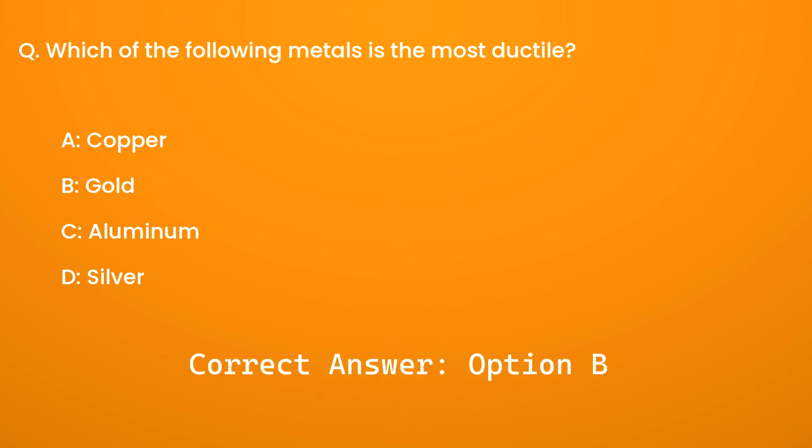The correct answer is option B, which is gold. Gold is known to be the most ductile metal, capable of being drawn into extremely thin wires.